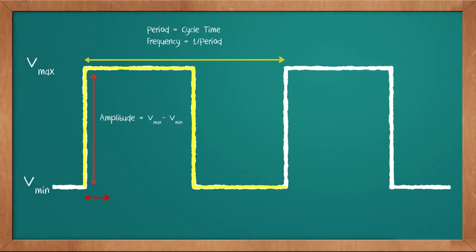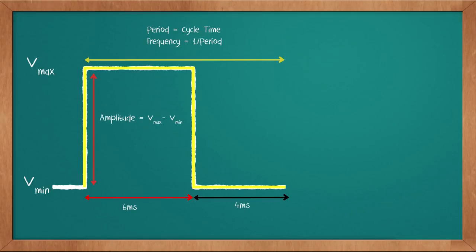In our wave, the signal here is high, and here is low. To calculate the duty cycle, you need to know how much of the period the signal is high. Let us set our high time as 6 milliseconds, our downtime as 4 milliseconds, and our period as 10.